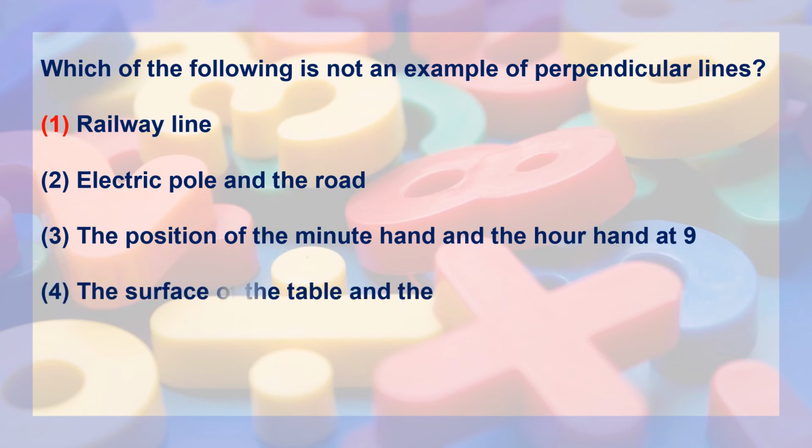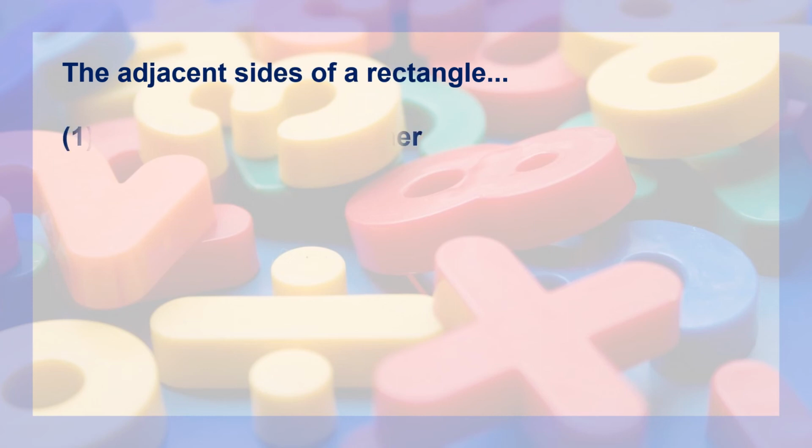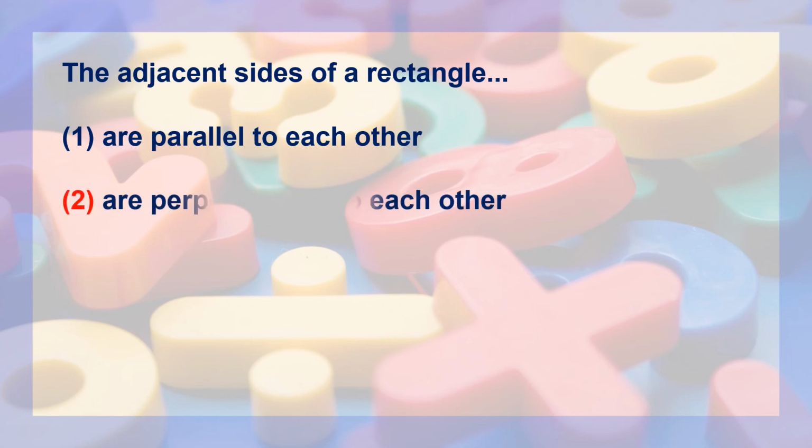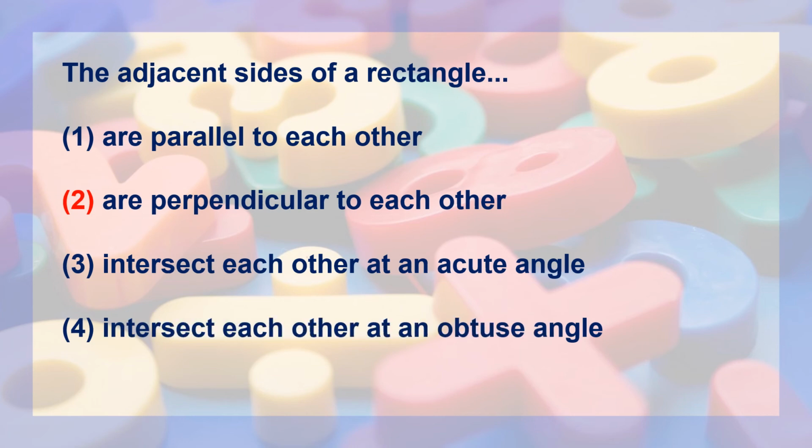Next is the surface of the table. The adjacent sides of a rectangle are parallel to each other. Adjacent means next to each other, okay, not opposite. Are perpendicular to each other, intersect each other at an acute angle, or they intersect each other at an obtuse angle.